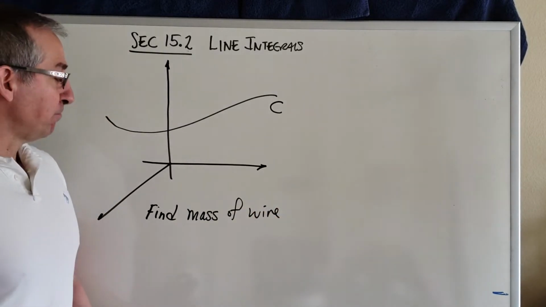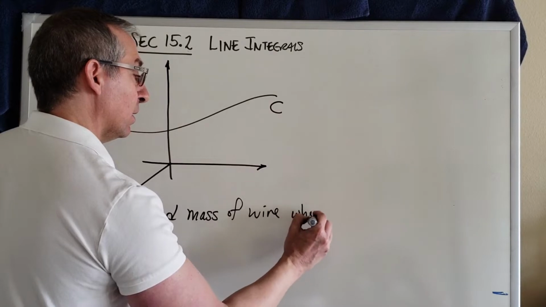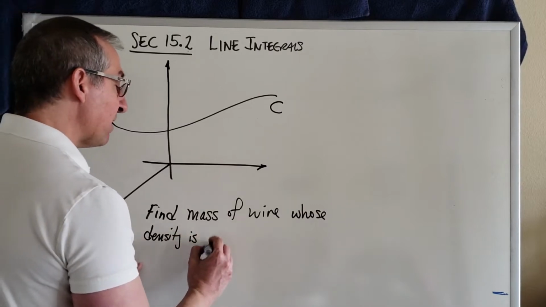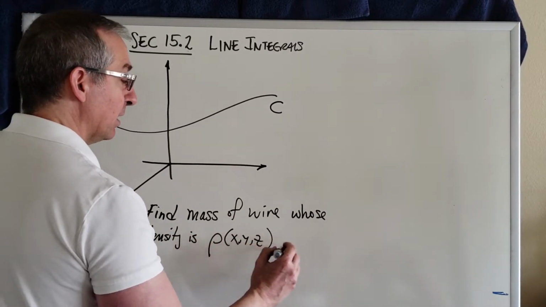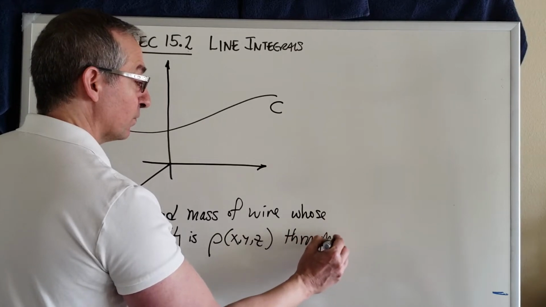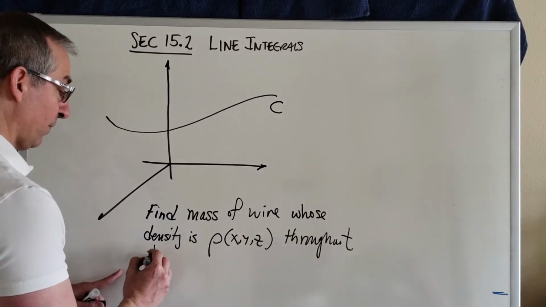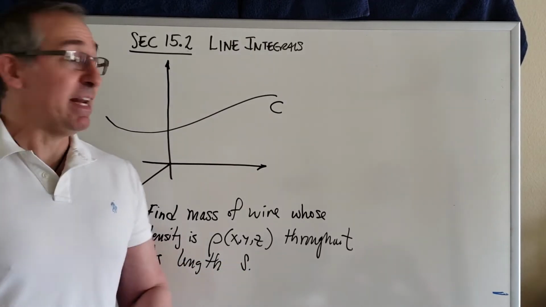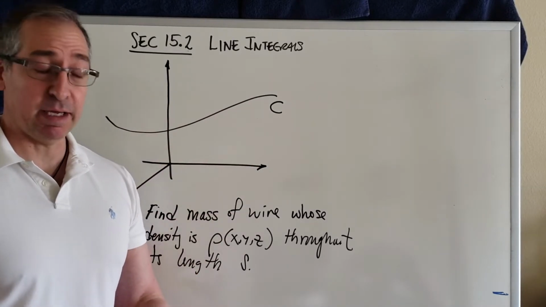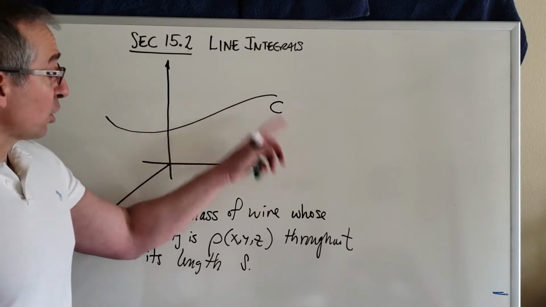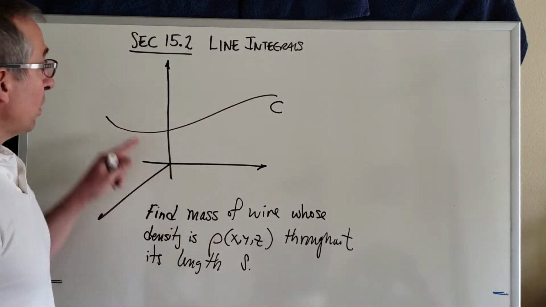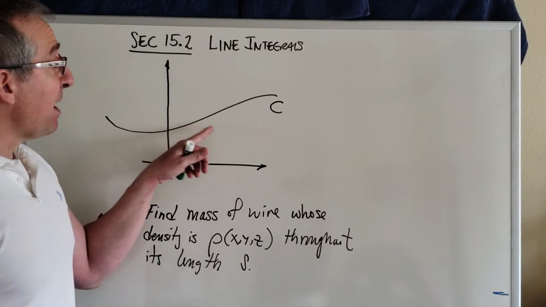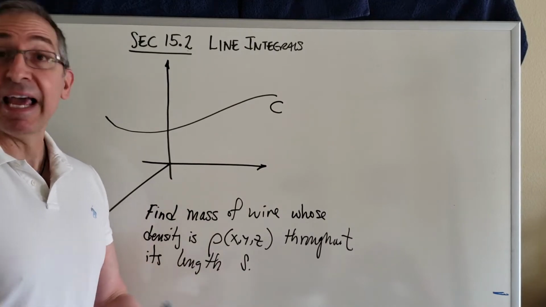And let's say whose density is given by the function rho of x, y, and z throughout. Okay, throughout its length s, right? It's a curve, so we use the arc length parameter, the arc length of the letter s. Okay, so the length of the curve is given by this right here. And so at every point along there, again, the density is going to be different. So remember, mass, we have to calculate mass, which is density times the length, right?